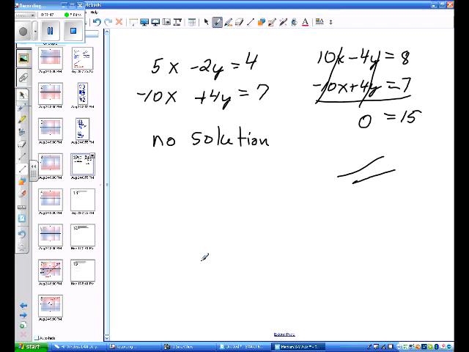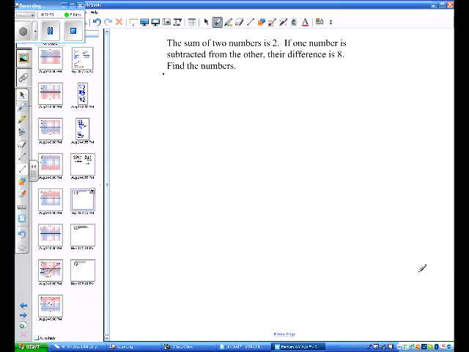All right, what we want to do then is look at a few applications of these types of systems where we would go through and find some values. So let's look at this problem. The sum of two numbers is 2. If one number is subtracted from the other, their difference is 8. Find the numbers. Now, you may have worked these types of problems when you tried to deal with just one variable, but it's a lot easier when you can work with 2 separate variables.